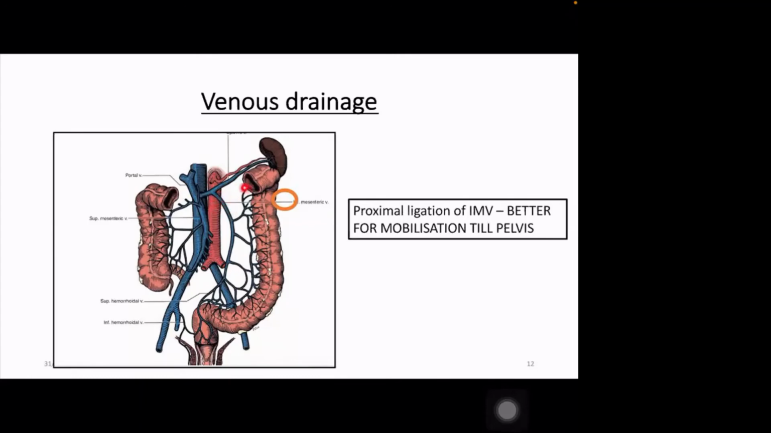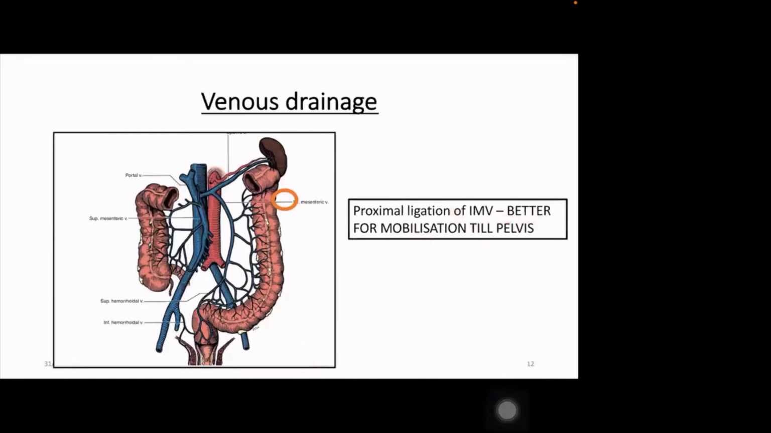The higher you ligate the inferior mesenteric artery, and the same way, the higher you ligate the inferior mesenteric vein, the easier it will be to bring the colon, to mobilize the colon for anastomosing in the pelvis. So proximal ligation of the IMV is always better for mobilization down to the pelvis.